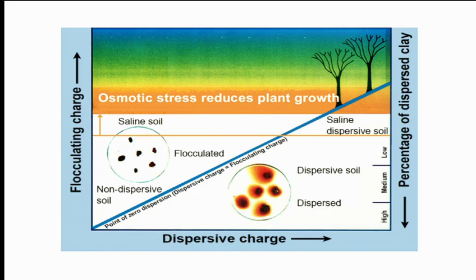The point of zero dispersion is an important thing. If you can't measure dispersive charge, since exchangeable cation analysis is very tedious and so on, you can do the flocculation test: take a dispersed suspension, add some flocculating salts like calcium chloride, and flocculate to the level of zero dispersion, then estimate the cation concentration in the solution, and then calculate the flocculating charge. That should be equal to the dispersive charge.